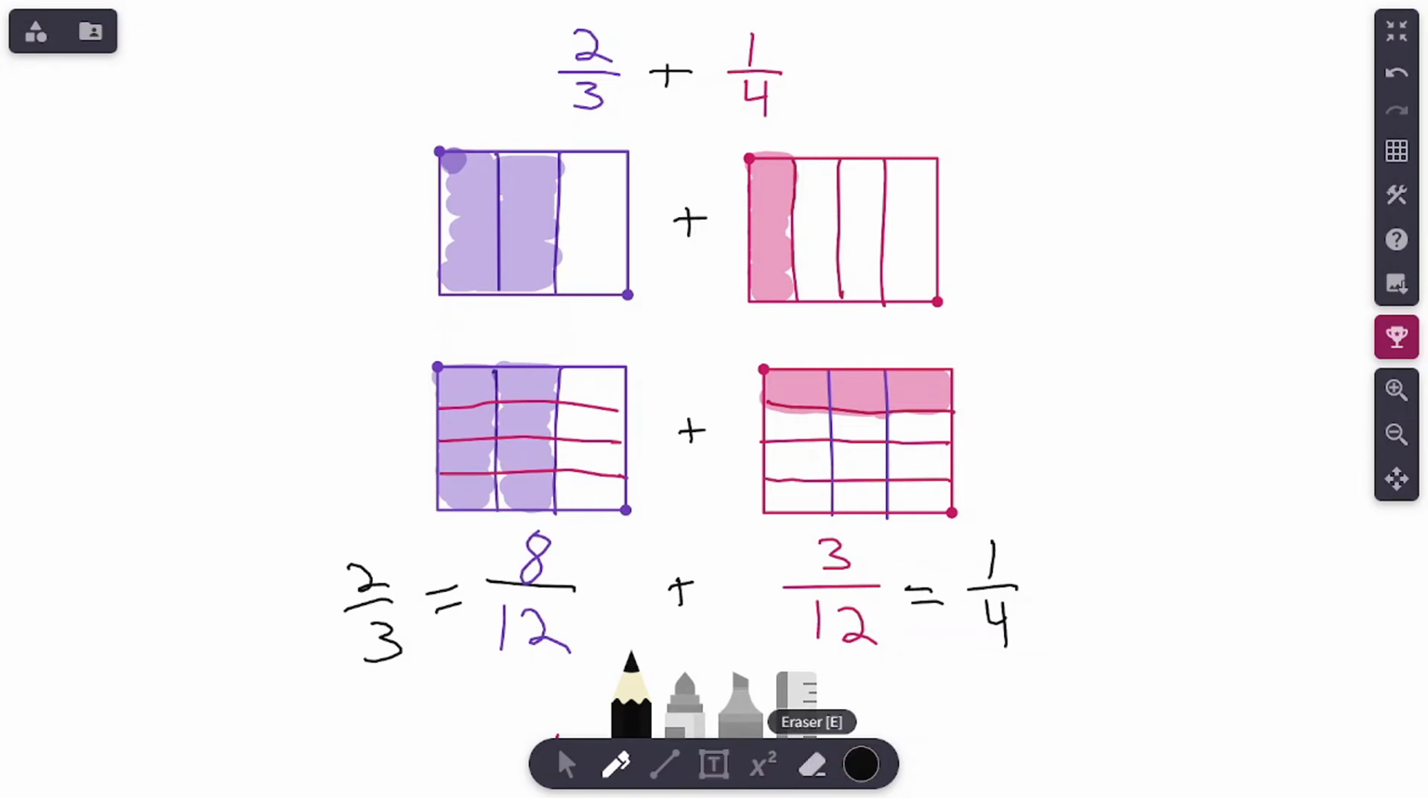Why did we do that? Because by creating equivalent fractions that both had denominators of 12, we are going to be able to solve this problem. Okay? Do not add the denominators, they stay the same. Add the numerators, 8 plus 3, and that gives us 11.